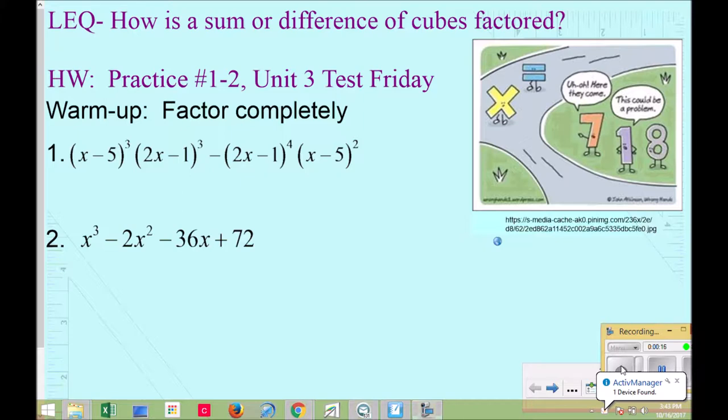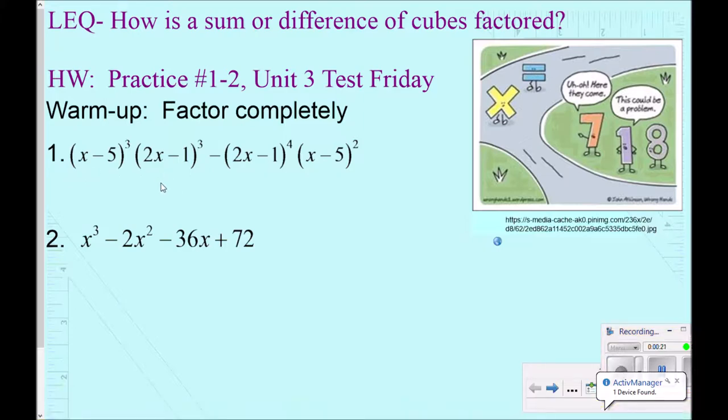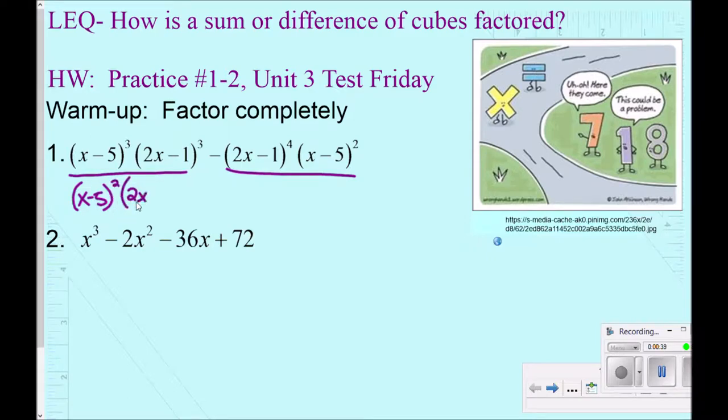So the first problem here, we know that we have this first term and the second term. So we're going to figure out what the greatest common factor is. So I see x minus 5. I'm comparing cubed with squared. The greatest they have in common is squared. I see 2x minus 1 cubed, and to the 4th, the greatest they have in common is 3. So that's the GCF.